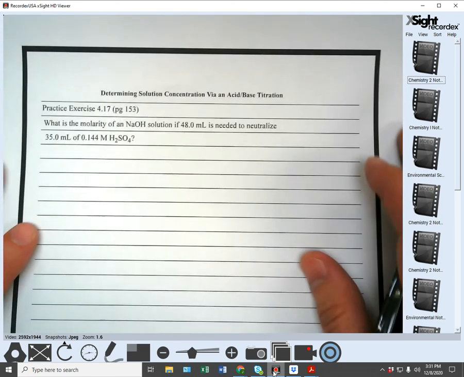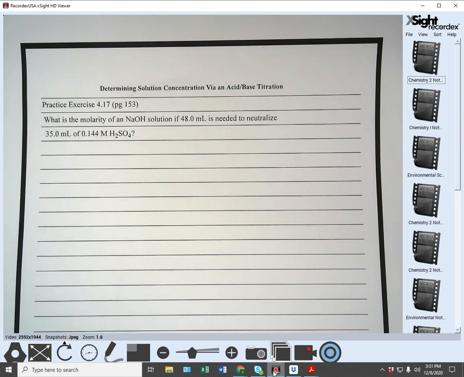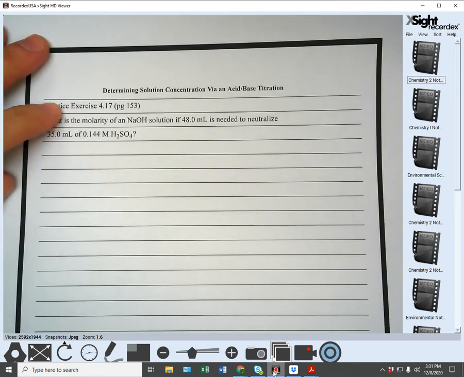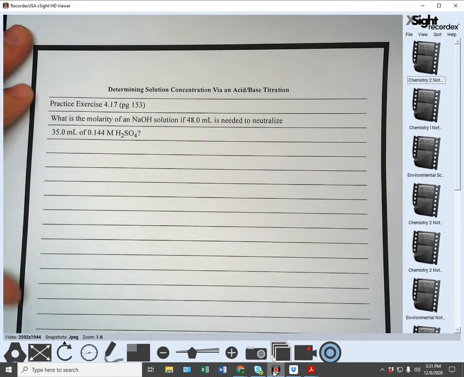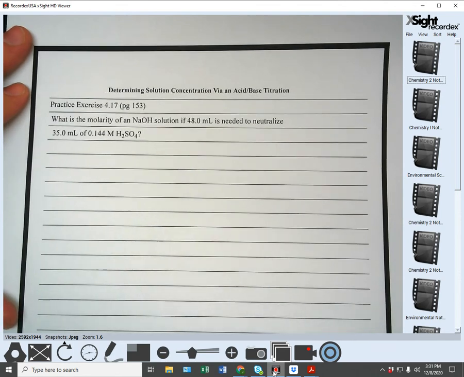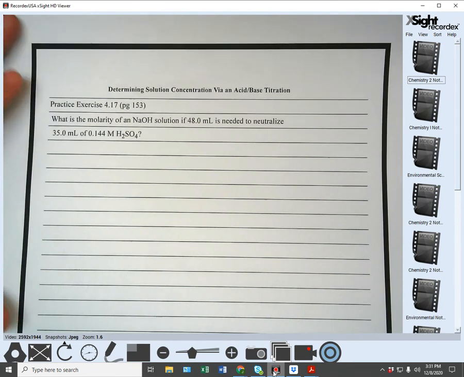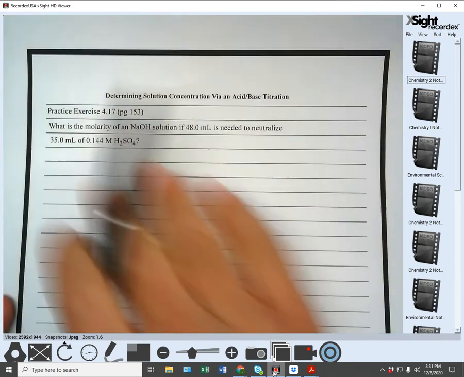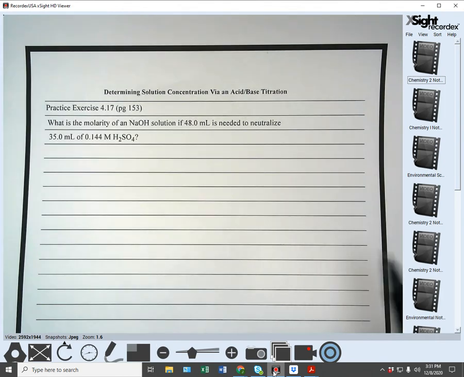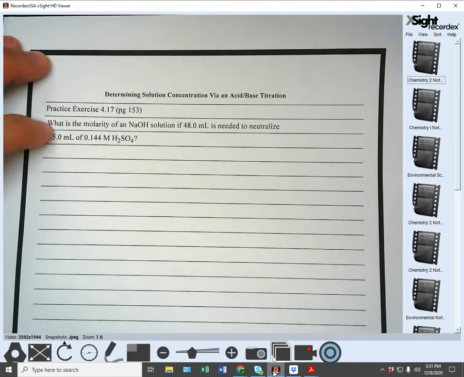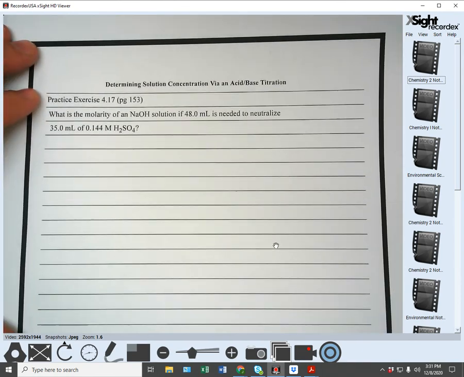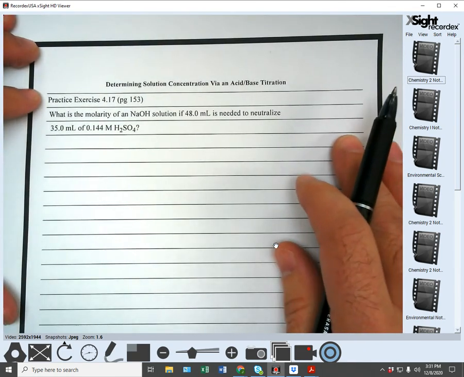All right. This video is going to run through a sample problem of determining a solution concentration with an acid-base titration. It's practice exercise 4.17 on page 153 in your book. As usual, this is the whole problem here, but just so you know where to find it if you need to. It doesn't look too complicated, right?